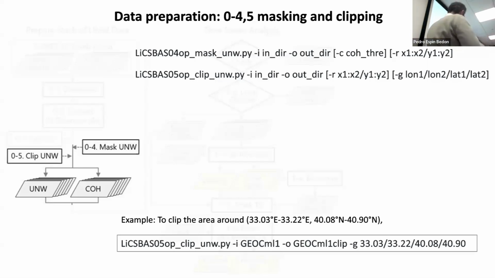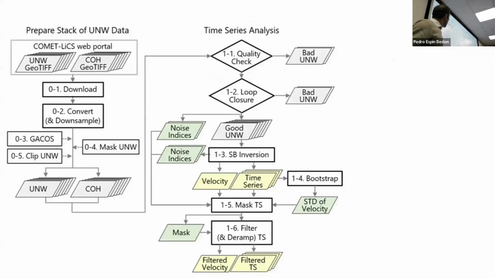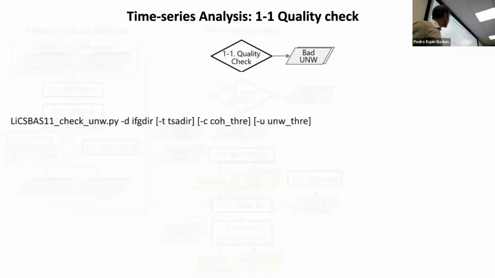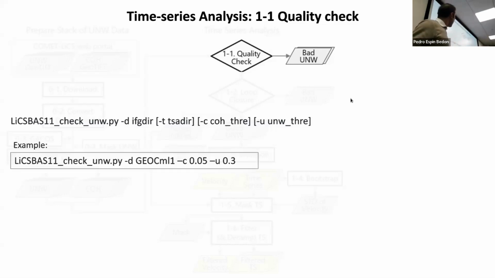So if you reduce your computational cost again, you don't need to go through a whole frame. You can just process that specific area. After the data preparation, I mentioned that the next steps are the time series analysis, and the first step was the quality check. The quality check is based on the average coherence and the percentage of the unwrapped data. We just apply some thresholds over these two parameters to discard the bad interferograms.